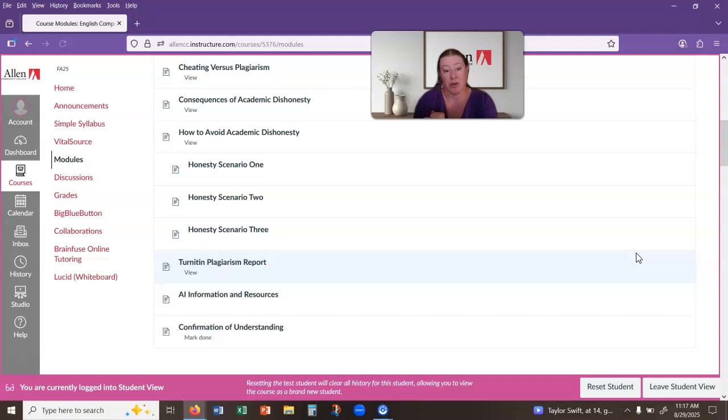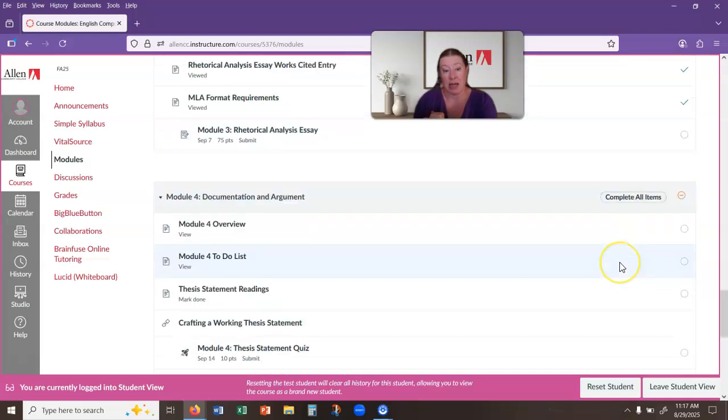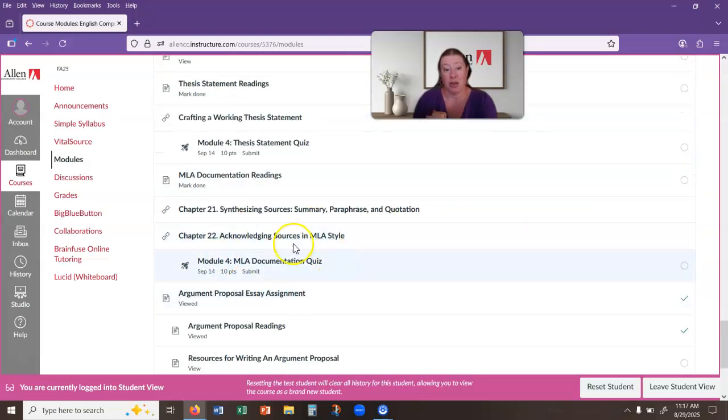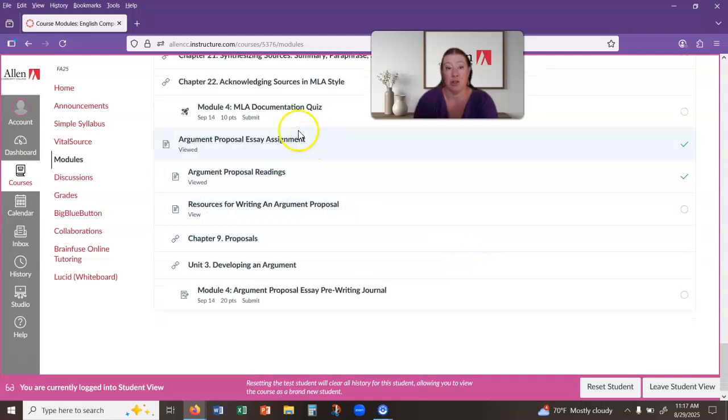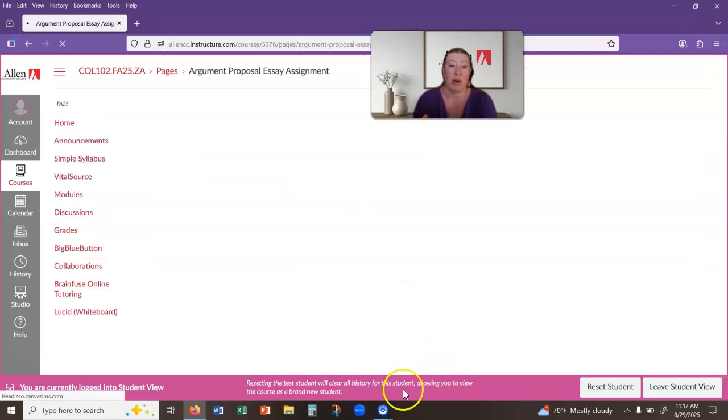Once you've gone through all those resources, make sure that you take the quiz for the documentation. It pulls from a pool, so if you really want to test your knowledge, go ahead and take it more than once. The highest score is going to be the one in the grade book.